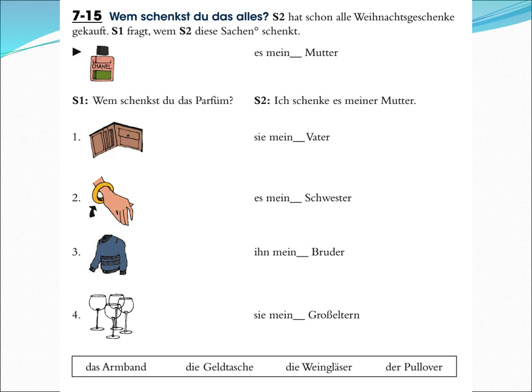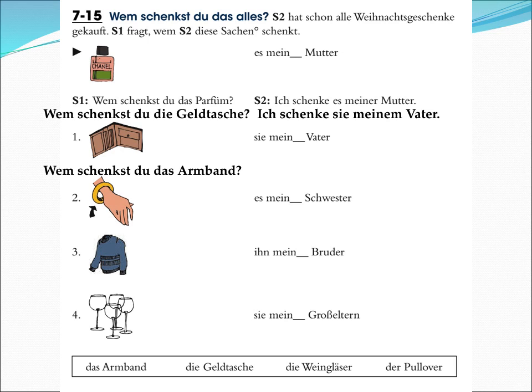So Nummer 1, we have die Geldtasche. How do we ask, whom are you buying the wallet for? Wem schenkst du die Geldtasche? And you're going to respond, ich schenke sie meinem Vater. With das Armband, we have wem schenkst du das Armband? Ich schenke es meiner Schwester. Es, because it's das Armband. Meiner Schwester, because it's der Schwester for dative feminine.